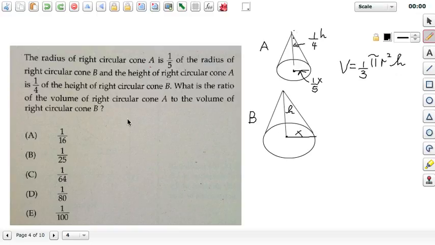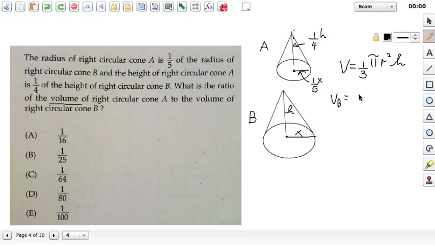So we really need to know what the volume is. First I'd like to draw the two pictures and understand what's going on. If this is my right circular cone B, and if the radius is x, then the radius of A would be 1/5 of x. And if the height is h for B, then the height for A is 1/4 of h. Knowing that the volume is 1/3 of pi r squared h, let's go ahead and write down the volume of B and A.